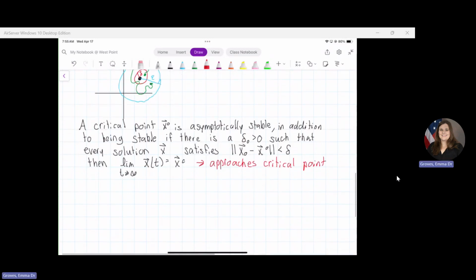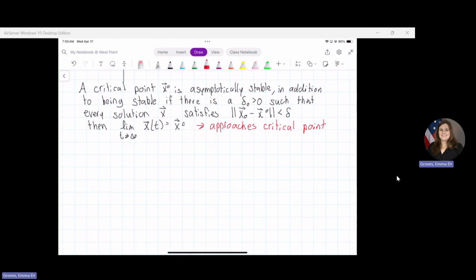So that was just to kind of formalize our definitions that we were really talking about in a hand wavy, let's look at the picture way, but sometimes that's the best way to do it. And then if it's not stable, it is unstable. So if it doesn't meet this definition, then we are unstable.